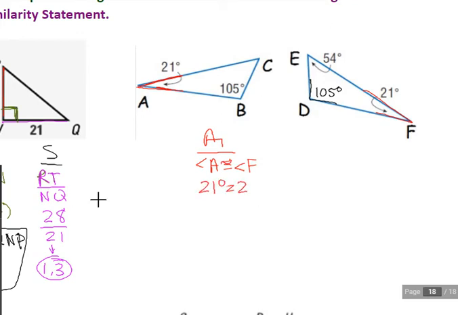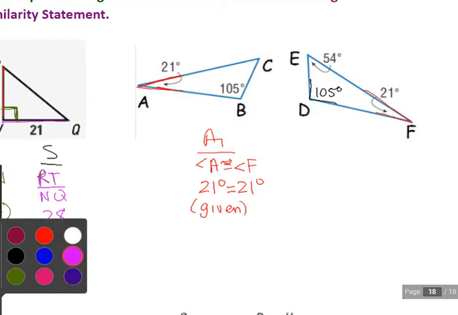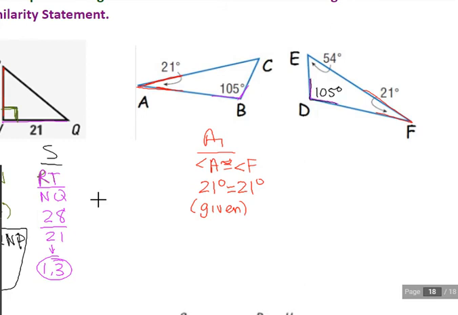Okay, which has always been given to us. That was just there, right? And then for our second angle, we have the 105 and the 105. So the angle at B is congruent to the angle at D, because 105 is equal to 105. Okay, and that was the triangle sum theorem. Boom. Okay, so I've met angle, so we can just write our triangle similarity statement.